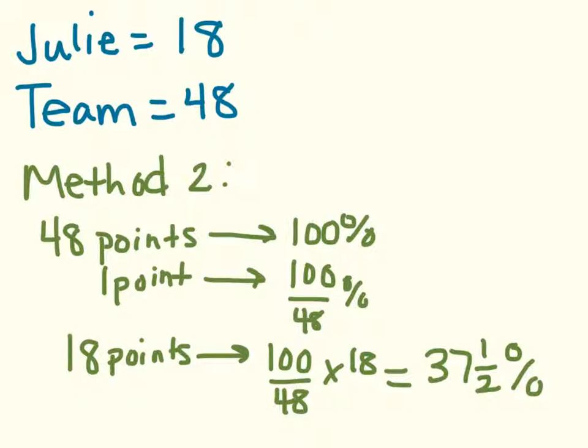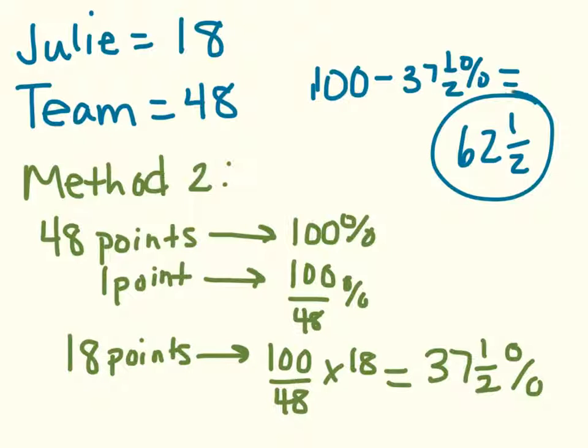And if we wanted to know the percent of the team points that the rest of Julie's team scored, we would simply take 100% minus 37.5% to equal 62.5%. Let's go on to the practice problem.